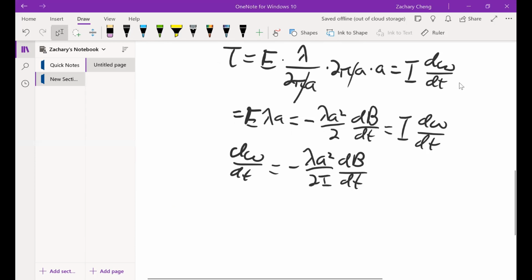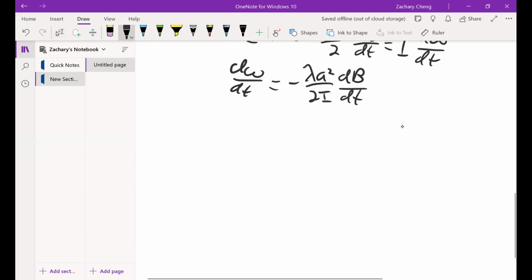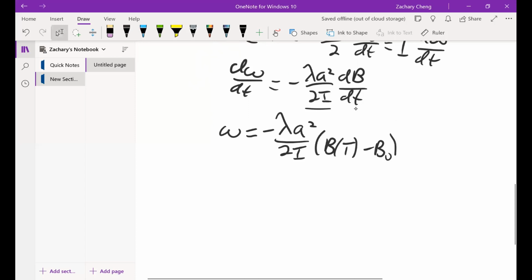Okay, so now we just have to integrate over t. We integrate both sides and we get that omega should be equal to negative lambda a squared over 2I, since this first part is constant. And when we integrate dB over dt, we just get B(T) minus B0. This is because when we integrate, it's just B, and we're integrating from time 0 to time T, so it's just the final B minus the original B.